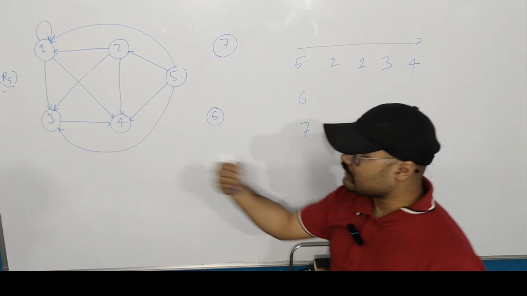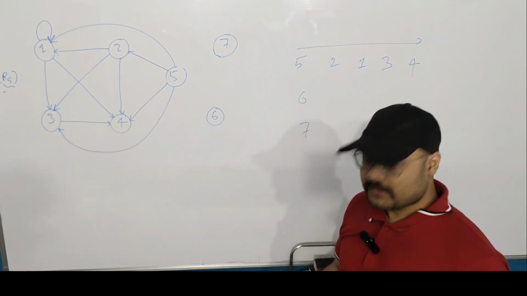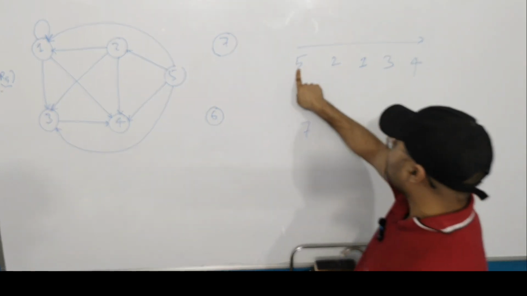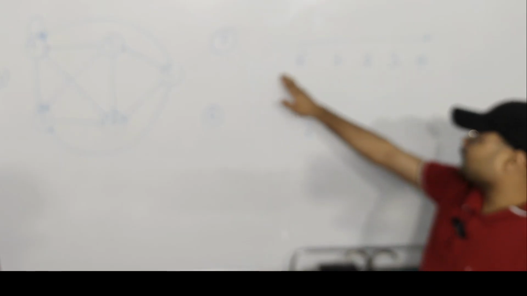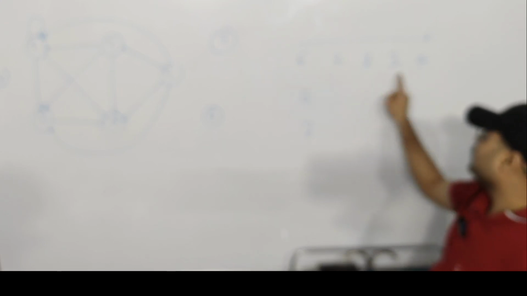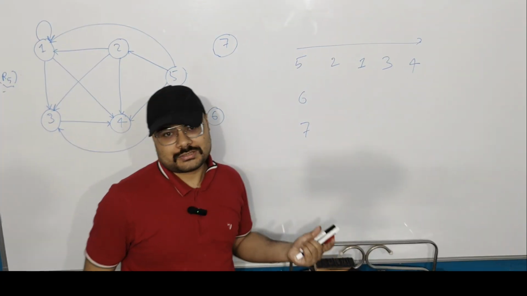What is the order? 5, then 2, then 1. What does this order mean? This order means that 5 is going to be related to every other node. 2 is not related to 5, but 2 is related to every other node. Then 1 is not related to any node on its left, but 1 is related to 3 and 4. 3 is not related to whatever comes before it in this order, 1, 2, and 5, but 3 is related to 4, and then 4 is not related to any of them, but every one of them is related to 4. This is the order that I am talking about.